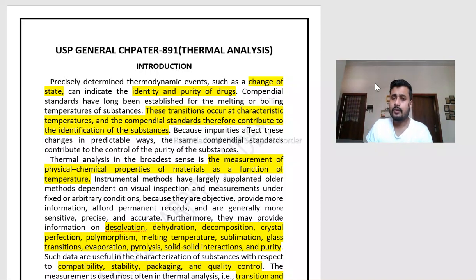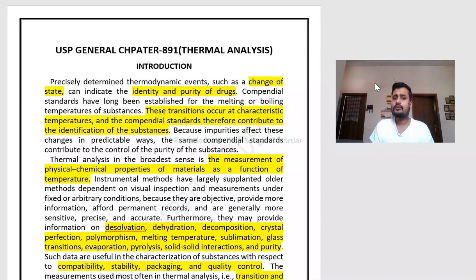Thermal analysis is very important nowadays in the pharma sector, and some instruments are based on thermal analysis, like DSC, the differential scanning calorimetry, and TGA, the thermogravimetric analyzer. In past times, for the term thermal analysis, instruments like the melting point analyzer were also included in this discussion.